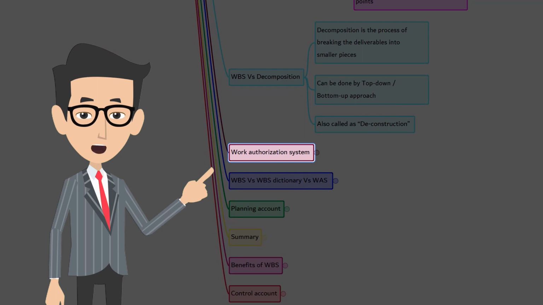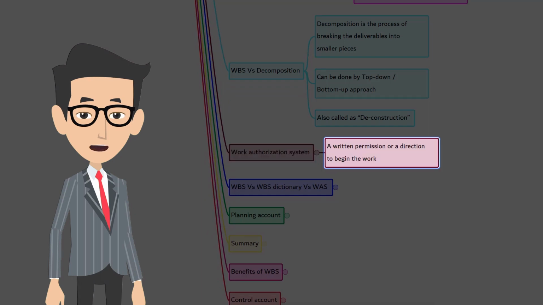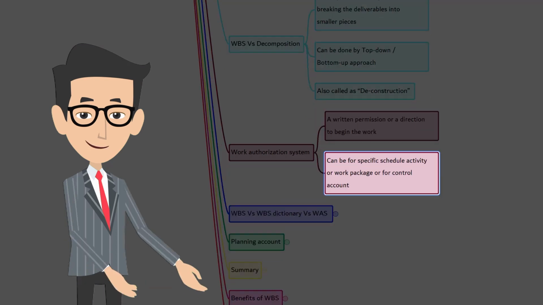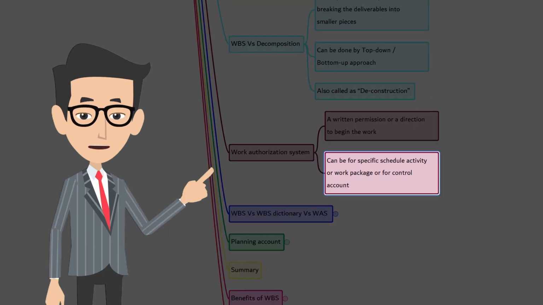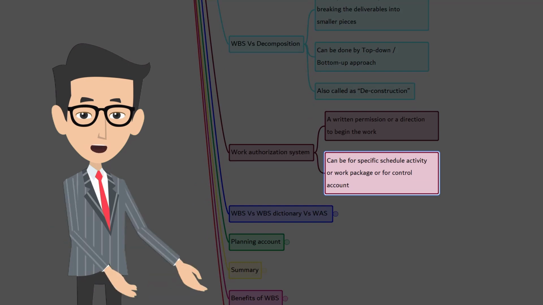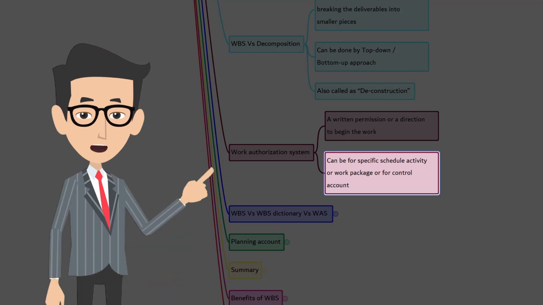Now, it's time to understand the work authorization system. What is authorization? A written permission or direction, right? So, what is work authorization? A written permission or direction to begin the work. It could be on a specific schedule activity or work package or control account. I hope you remember during our discussion about the WBS dictionary, there was a column about authorization. Nowadays, work authorization is done through software. The software can have steps, documents, a tracking system, and defined approval levels that are needed to issue work authorization. An easy way to remember about the work authorization system is that it's part of the WBS dictionary.